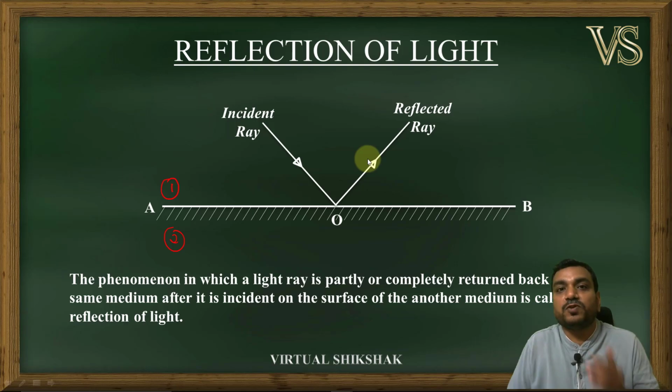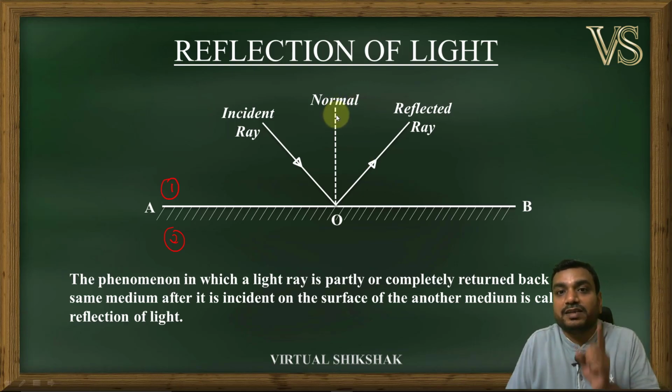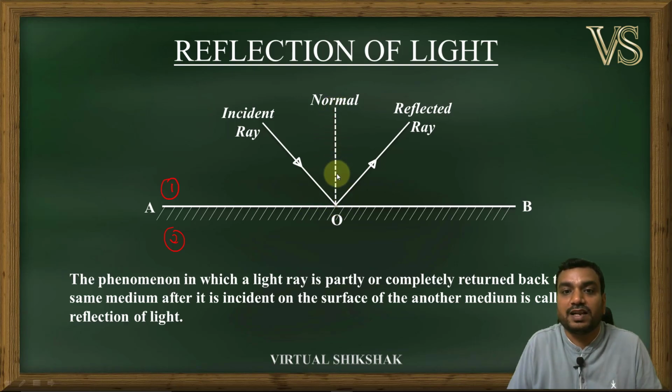Now let us discuss a few more terms which may be required for our further discussion. The first one is normal. What is normal? A normal is a straight line drawn perpendicular to the interface. As you can see here, we are drawing a straight line at point O, and it is perpendicular to the interface. This is called the normal.